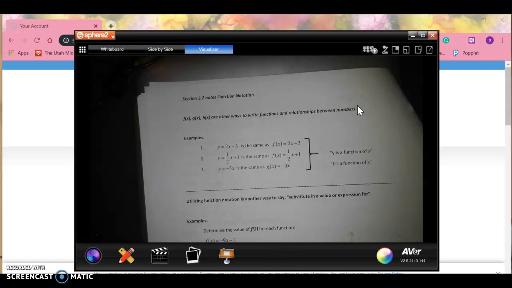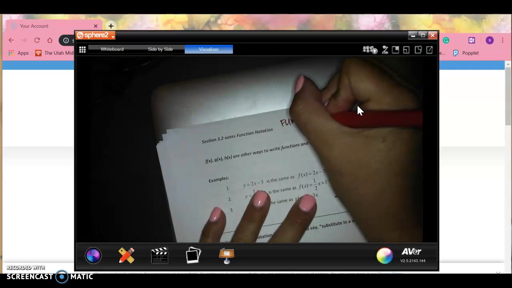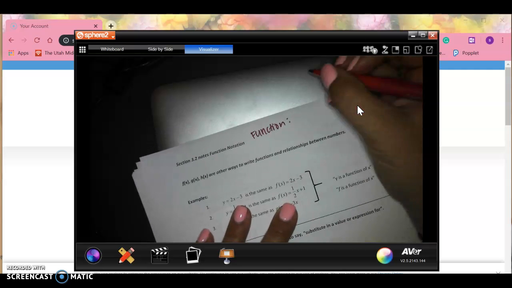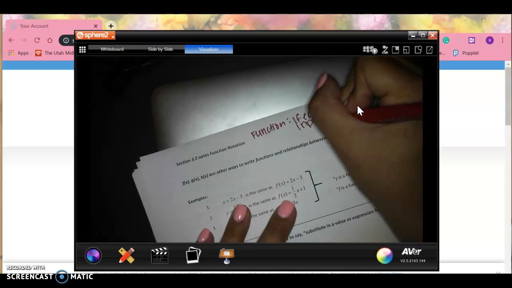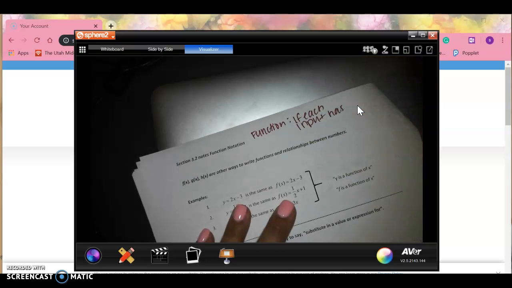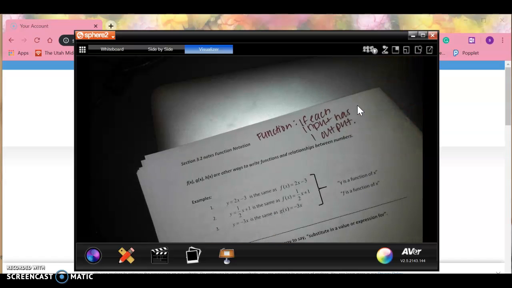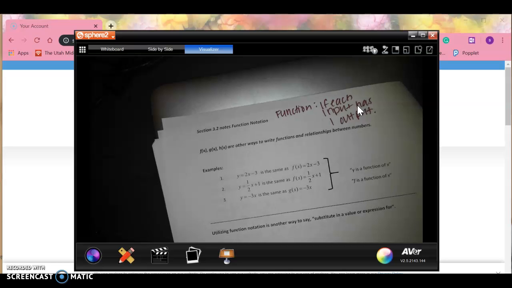Alright guys, so this last lesson we learned about the difference between a function and a relation. So a function, as a friendly reminder, is a set where each input has one output. Alright, so today we're going to be talking about function notation.